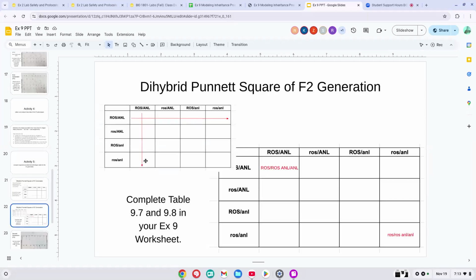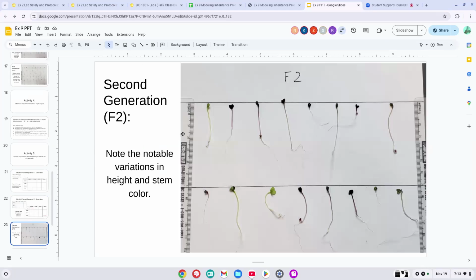You can see this here going down and going right, and you're just going to go all the way across. And your ratios are going to be a lot different. So you'll do table 9.7 and 9.8 in your worksheet, and you'll base the results for table 9.8 off of table 9.7, which is what you should see. And then again, for that second generation, you'll get an image that looks like this, where we've got all these different genotypes and phenotypes based off of this cross.